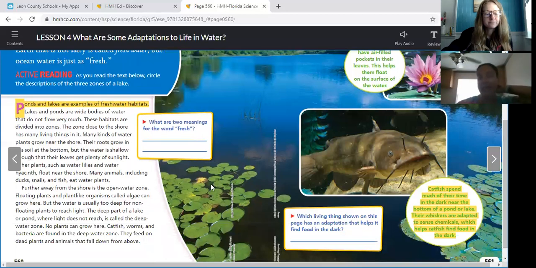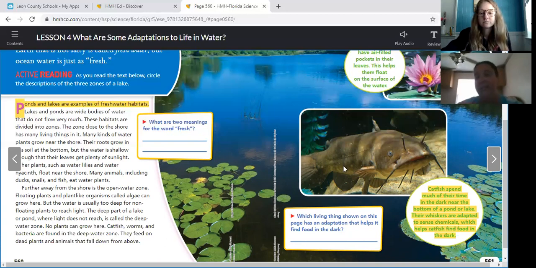Floating plants and plant-like organisms called algae can grow here, but the water is usually too deep for non-floating plants to reach light. The deep part of a lake or pond where light does not reach is called the deep water zone. No plants can grow there. Catfish, worms, and bacteria are found in the deep water zone. They feed on dead plants and animals that fall down from above.